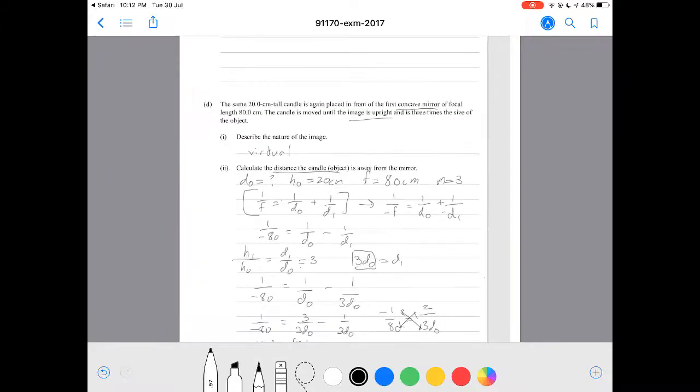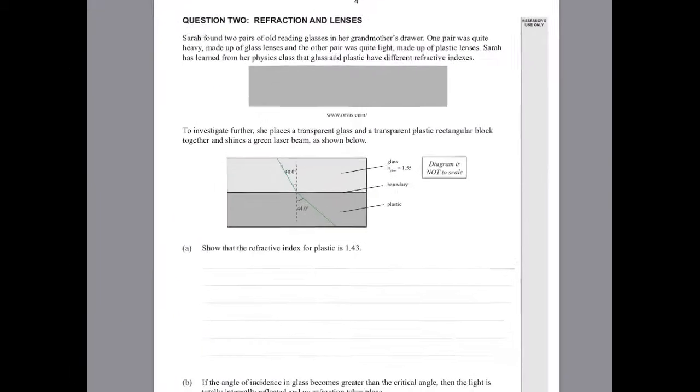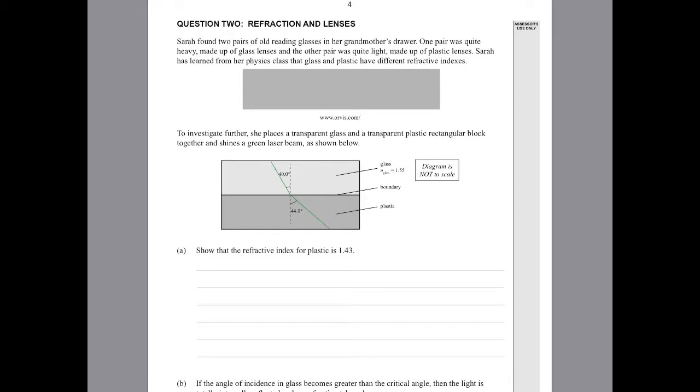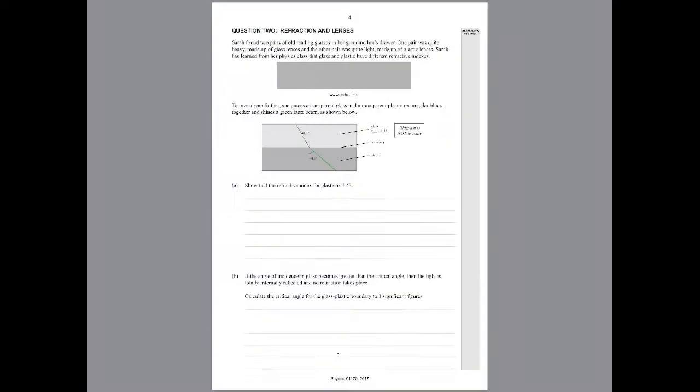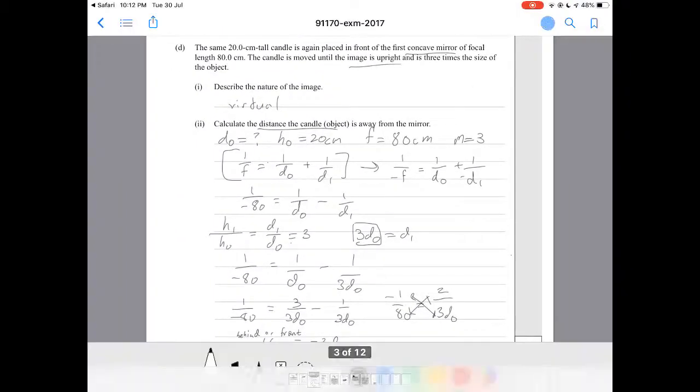Alright, so I'm going to move on to question 2. Refraction and lenses. Okay, so in this question we're going to be looking at refraction. Sorry, the last question, that was the excellence question. That was the excellence question.